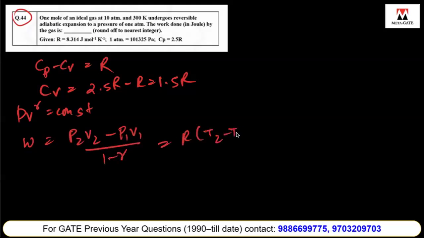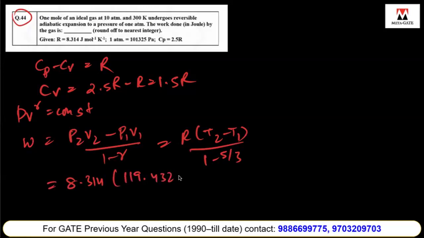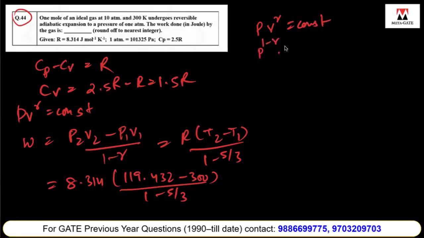R into T2 minus T1 by 1 minus 5 by 3, which is equal to 8.314 into 119.432 minus 300 by 1 minus 5 by 3. So, how to get this temperature? We know PV to the power gamma is constant. So, you can put V as RT by P. So, it is P to the power 1 minus gamma into T to the power gamma is constant. Okay. So, you can put the values here.